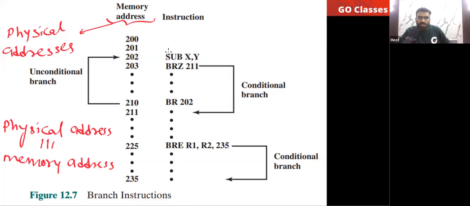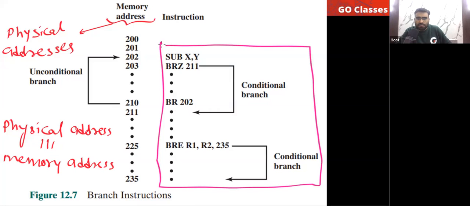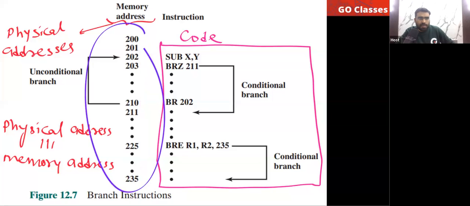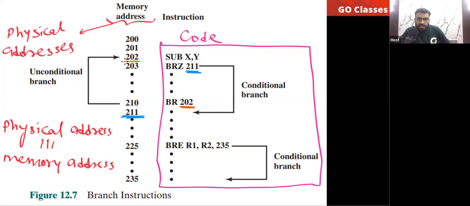So you can see this is your code, right? Now in this code, which addressing mode are we using? Please tell me. You can see these are the memory addresses. So we are putting the memory address in the instruction. Yes or no? Remember, we are putting the memory address in the instruction. So this is called direct addressing mode.